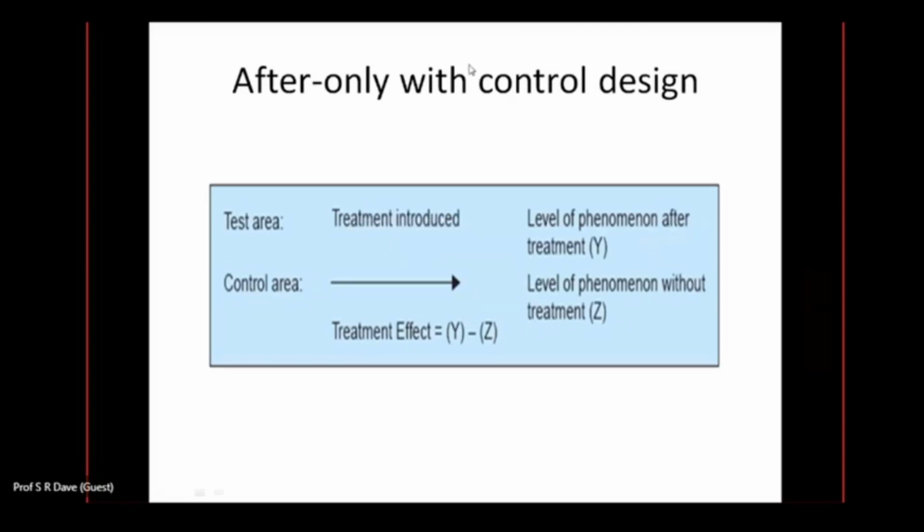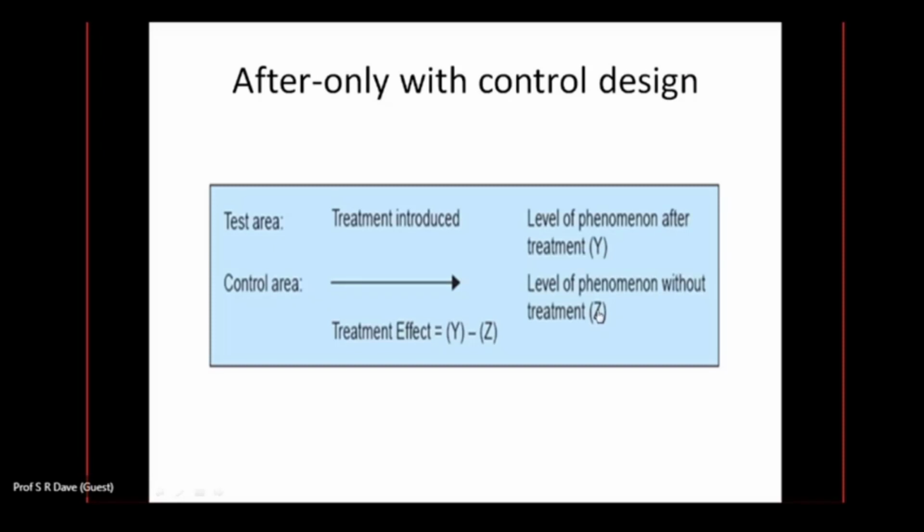In the second experiment, after only with a control design. Here you are giving the treatment, so you get the result, the level of the phenomenon after this, and you are putting the control. But this is also not true. You have kept a control, but both analyses were done after the treatment. We don't know what is happening at 0 hours. That creates a problem.